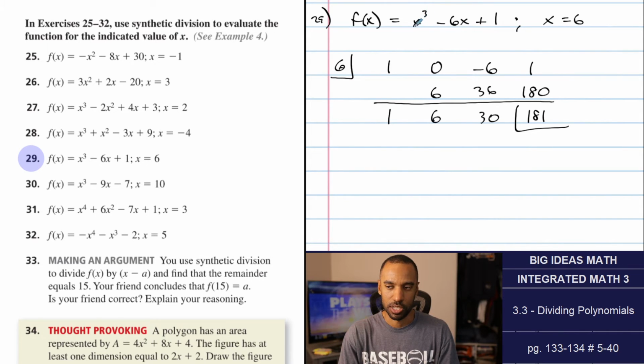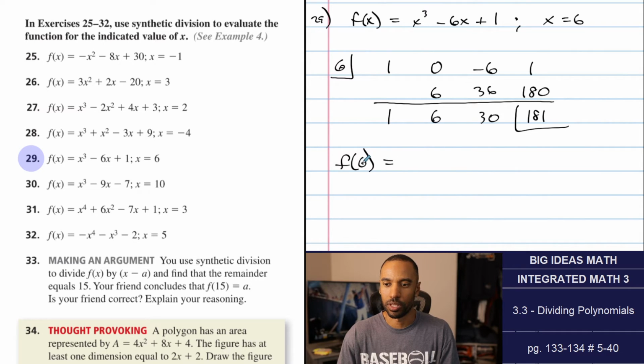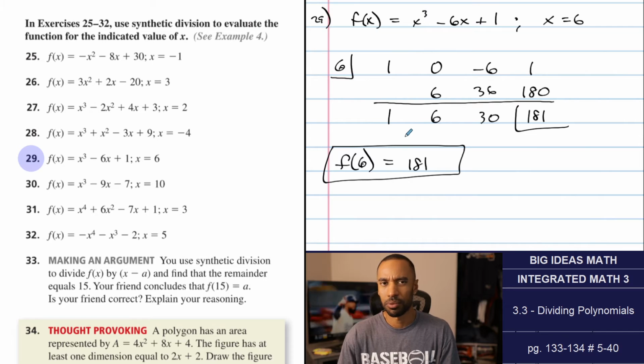I believe it. 6 cubed is 216. So I believe that this is going to be a big number. They're not really trying to get 0 remainders yet, right? Have we gotten a 0 remainder yet? I don't think so.